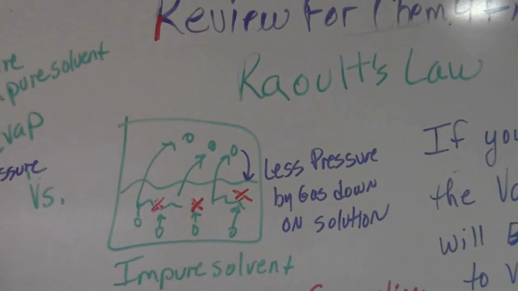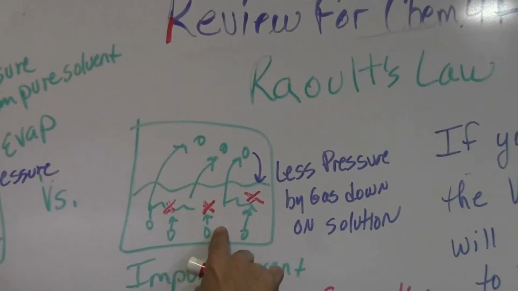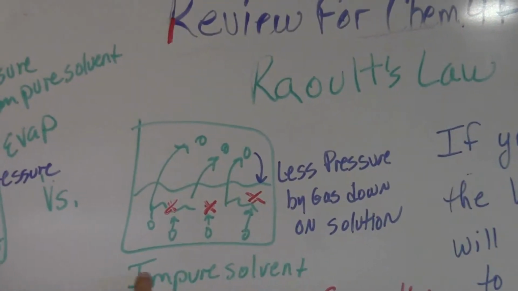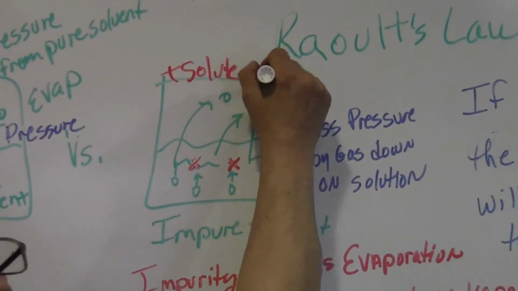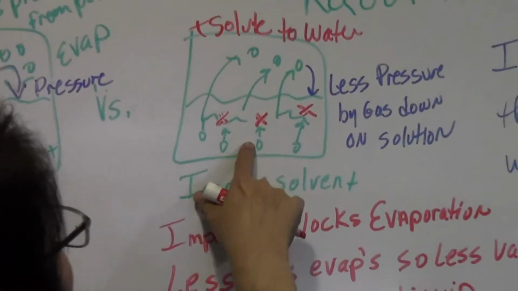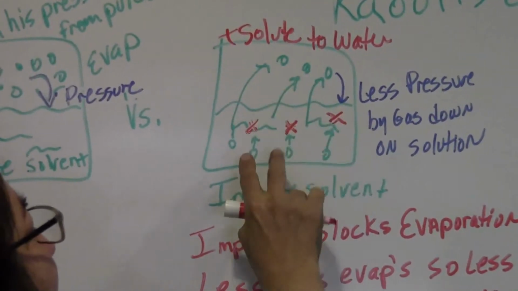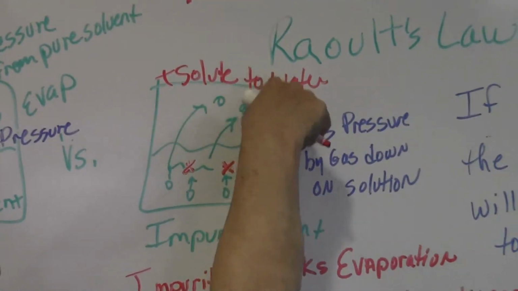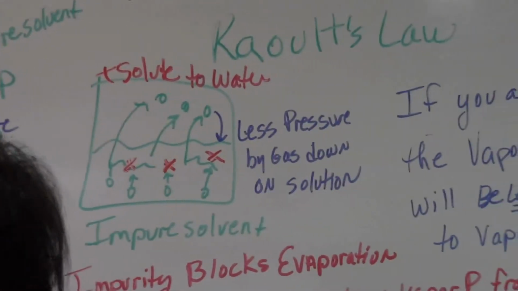Doesn't common sense tell you that some of the molecules that want to evaporate can't because they're being blocked by the impurities? So when you add a solute to water or any solvent, less of the molecules can evaporate and become gas. Since there are less molecules that can evaporate, the pressure they can exert back down is also less.